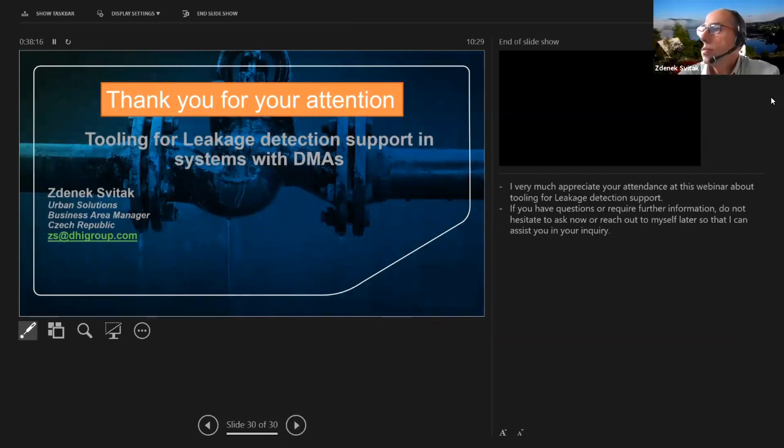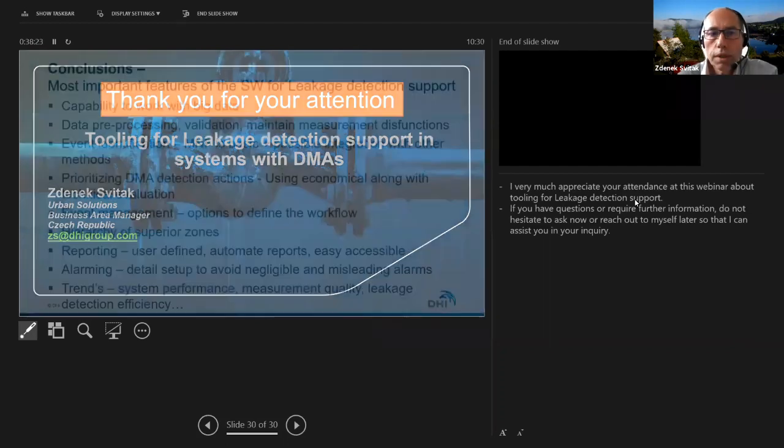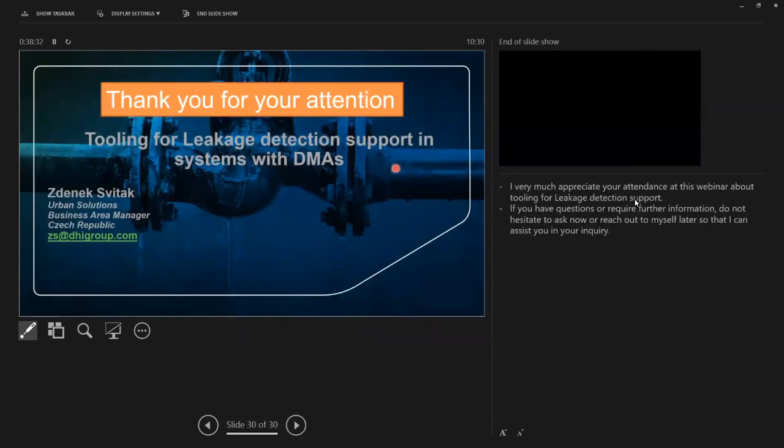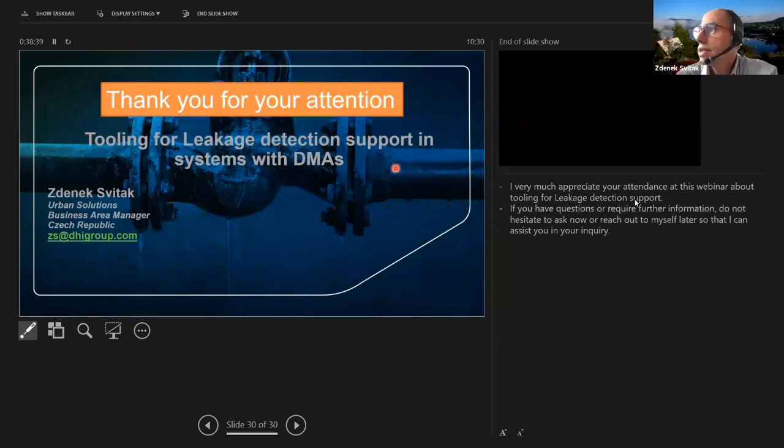I can see some problem in my screen here. So have you seen also the movement of the slides in the end? Yeah, we saw the slides till the end. So can you see now? Yes, good. Because in my case, it is somehow stuck.